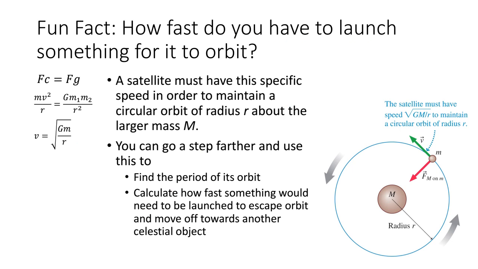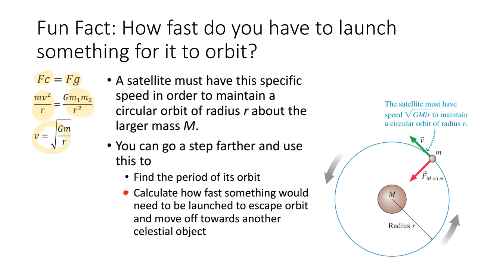How fast would you have to launch something for it to orbit a planet? You can actually calculate that by setting the centripetal force equal to the force of gravity, giving us m v squared over r equaling G m1 m2 over r squared, and simplifying to this velocity. This velocity is the specific speed a satellite needs to maintain a circular orbit of radius r about a larger mass M. You can also use this technique to find the period of its orbit, or how much time it would take a satellite to travel around.